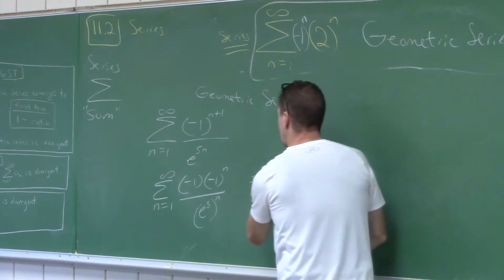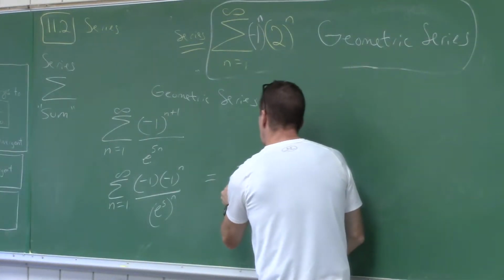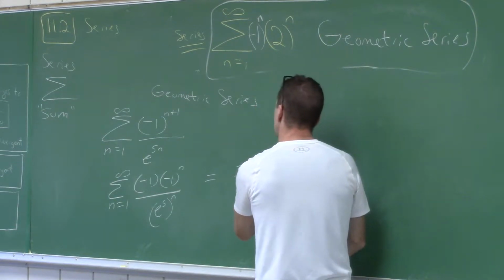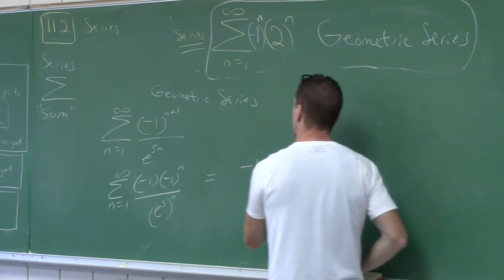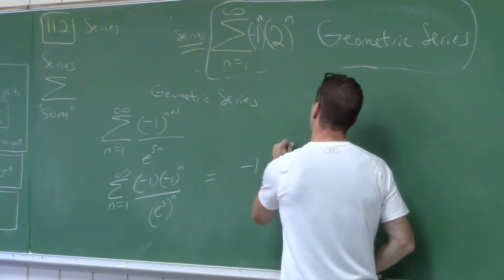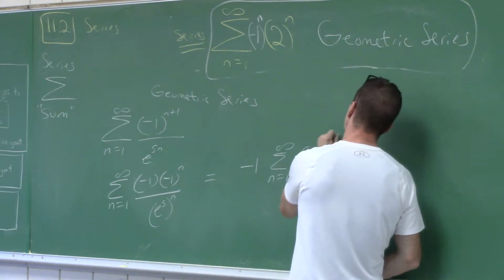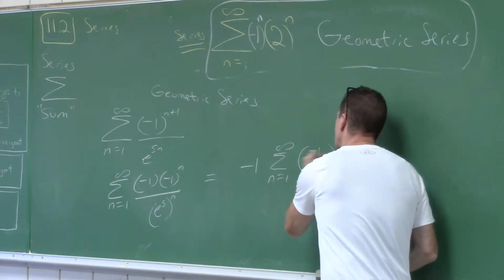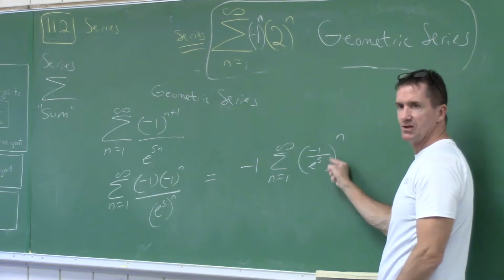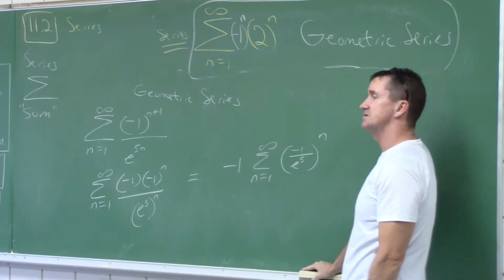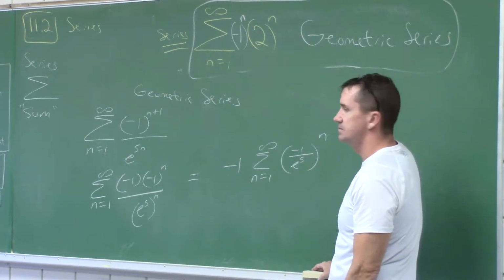This is equal to, I can take that negative 1, stick it out in front. I can't do anything else, I'll just put a negative 1 in front. You have n equals 1, and everything is raised to what power? You see what I mean? Geometric. You can look at the ratio of the terms. You have a common ratio between terms.